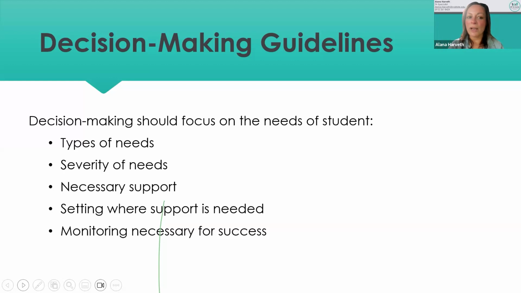So we think about the types of needs of the students, the severity and needs of the students, the necessary support. Of course, if a student's not able to feed themselves on their own, then they're going to need a person to help them. So it just depends on the needs. The setting where the support is needed.